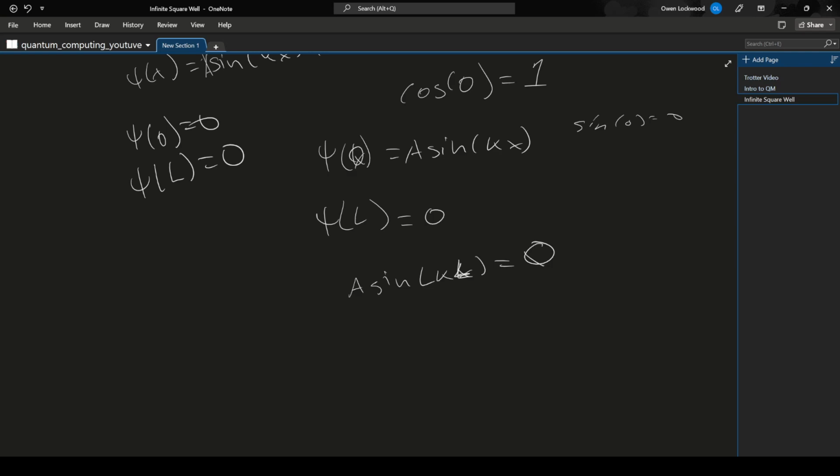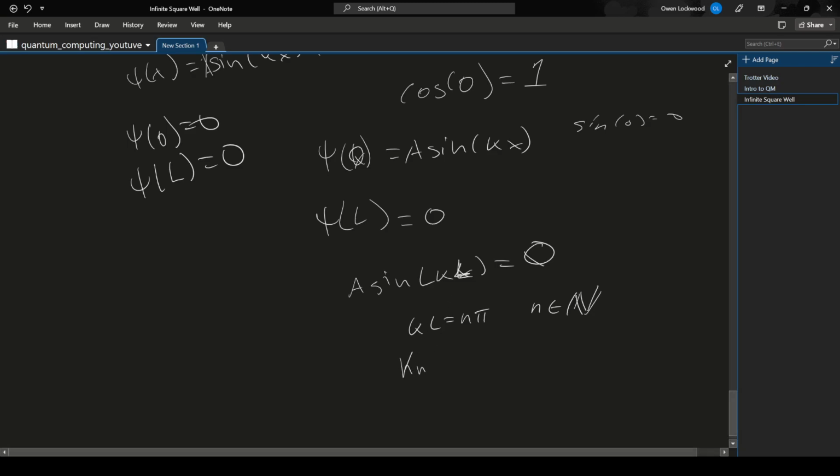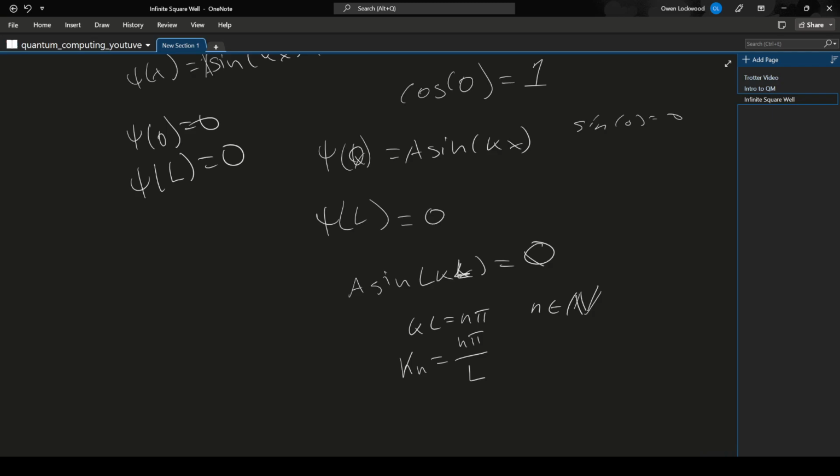So now we can say, okay, this is true when KL is equal to n pi, because sine is 0 every pi at 0, pi, 2 pi, 3 pi, 4 pi, where n is some natural number here. So then we can say, okay, divide it out, and we will get the specific kn equals n pi over L. Where n, we're specifying, is one of these values.